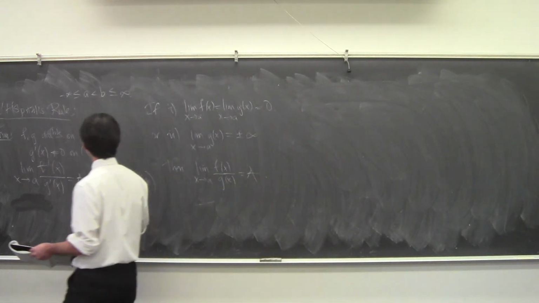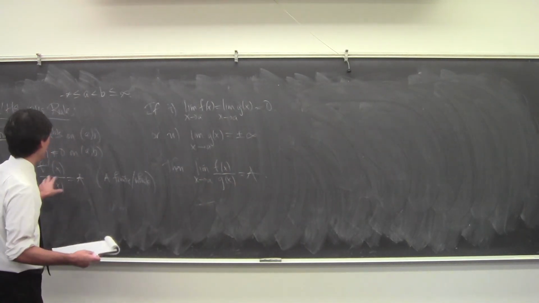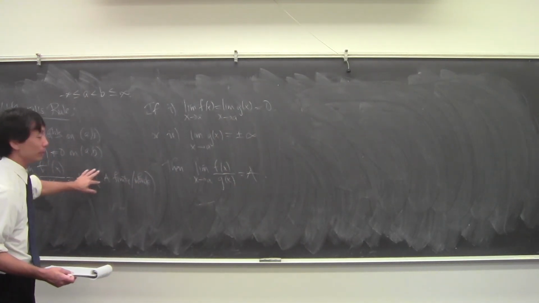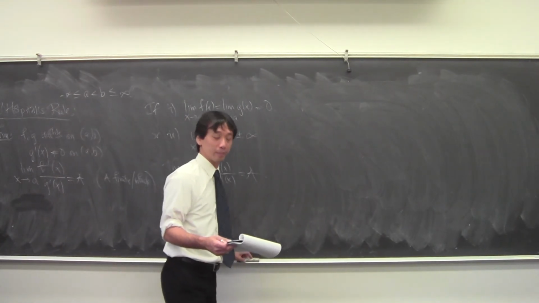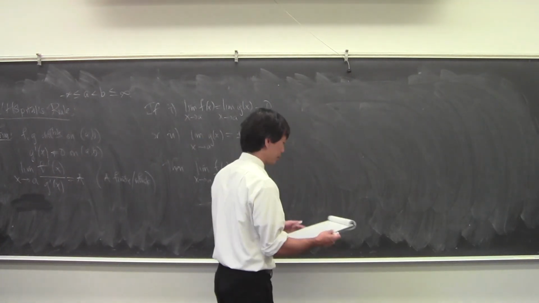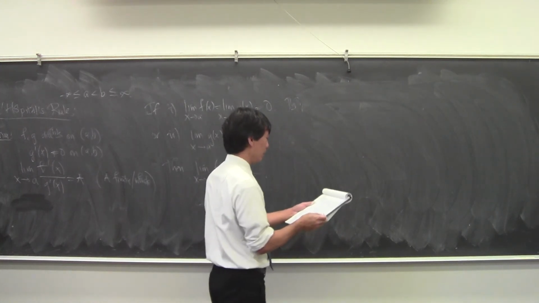If you prefer, we could just move this over there. Right? The limit of the quotient of the functions is the limit of the quotient of the derivatives, as long as that limit exists. Okay, so let's prove it, or as much of it as we can in 4 minutes.